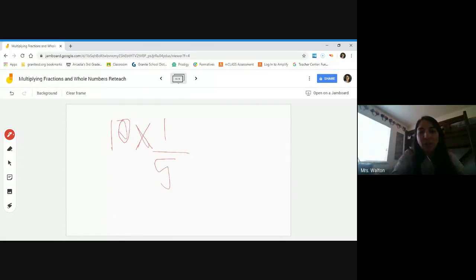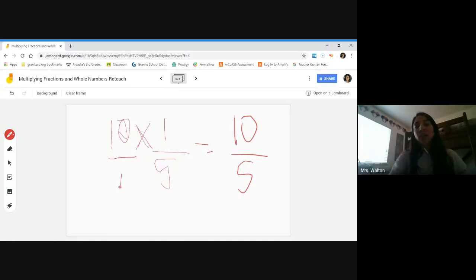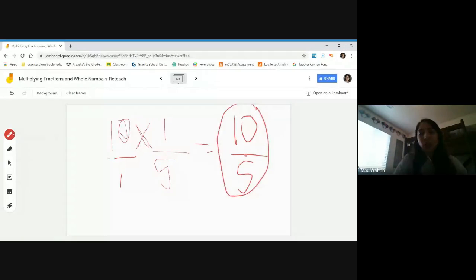So you have 10 times 1/5. All you have to do is multiply 10 times 1 and give your denominator a 5. So 10 times 1 is 10, and your denominator is 5, because like I told you before, there's an invisible 1 right here. You can leave your answer here as 10/5 as an improper fraction, or you can just divide.